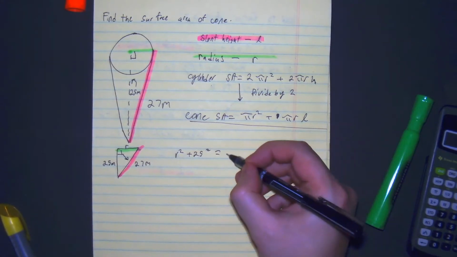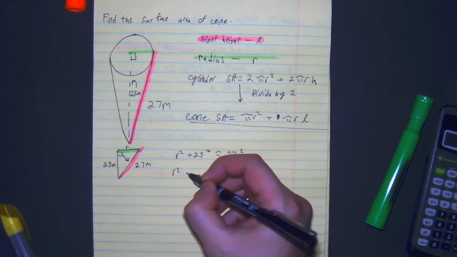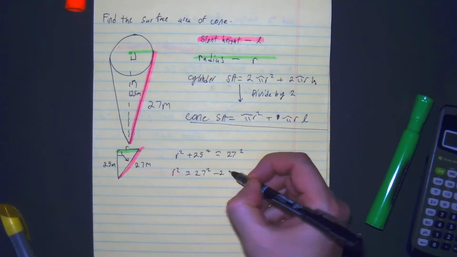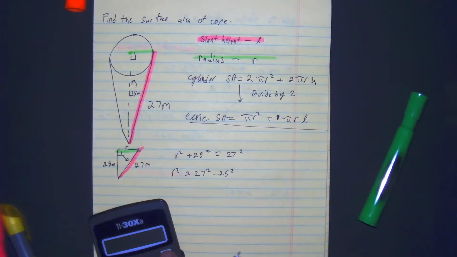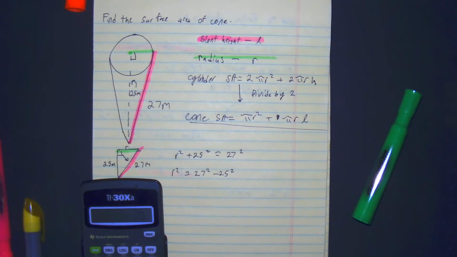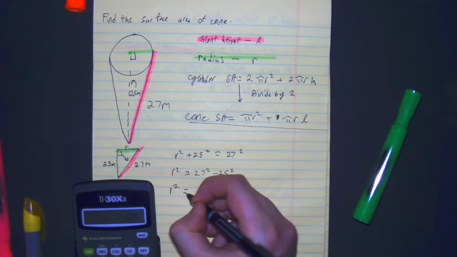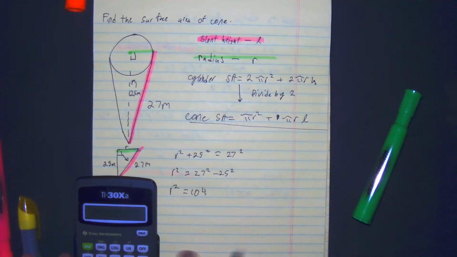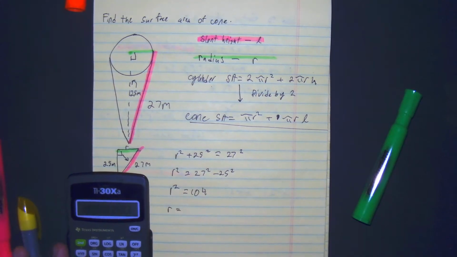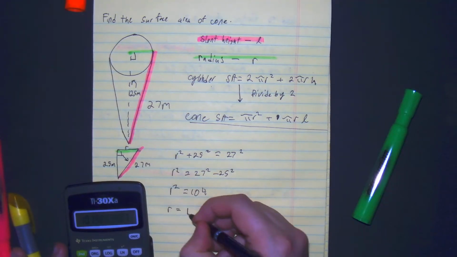I'm just going to leave out the units so it's less writing. Equals 27 squared. So we get r squared is equal to 27 squared minus 25 squared. So 27 squared minus 25 squared equals, we get 104. So r squared is equal to 104. Square root that. r is equal to, let's just round to the nearest tenth, we'll get 10.2 is our radius.